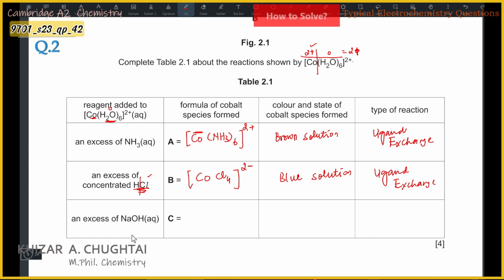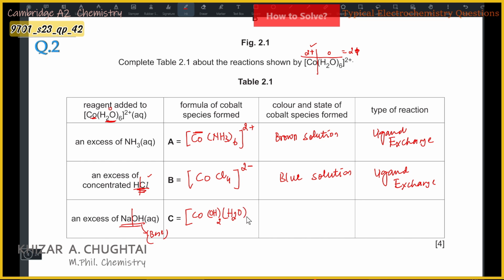Come toward the last row. When there is addition of excess NaOH, only two OH are introduced. Precipitates are formed. NaOH is acting as a base over here, and first it removes two hydrogens, leaving behind two OH groups inside this coordination sphere. So cobalt and two water molecules have lost H positive ions, the remaining is OH, and they are two in number.